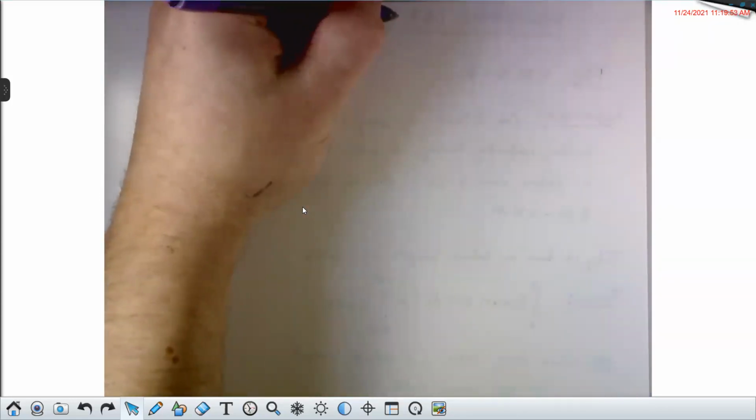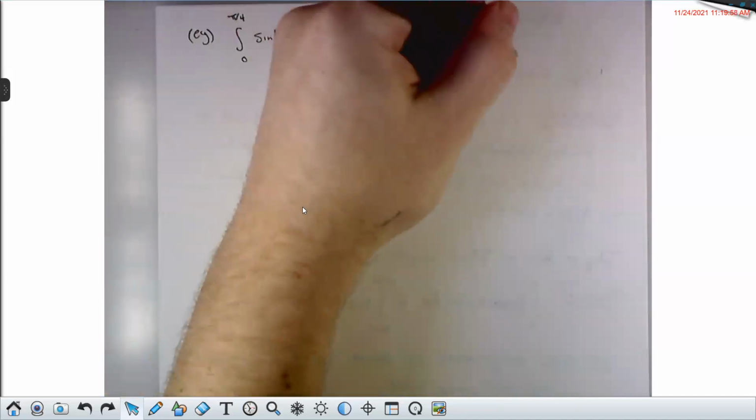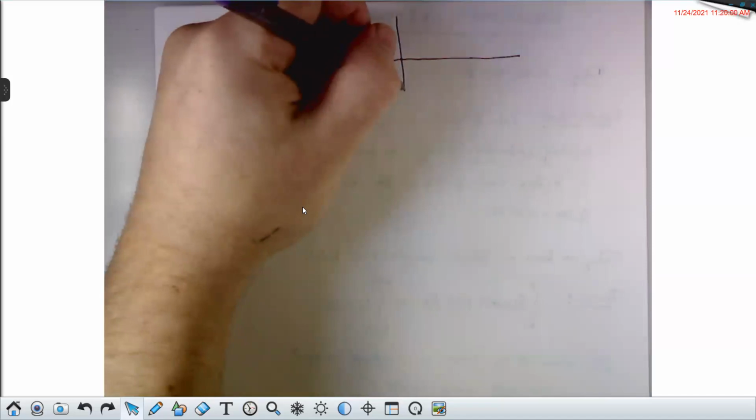So, a tame example to begin with. Let's integrate from 0 to pi over 4 the function sine of 2x dx. I am going to draw a picture, and my aim is to convince you that those procedures are necessary.